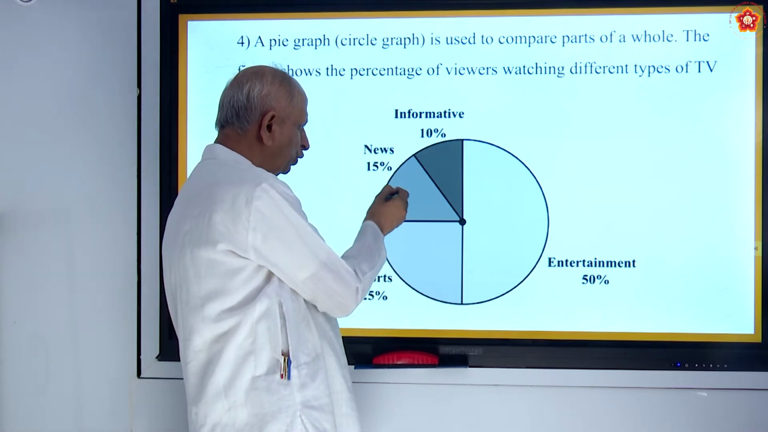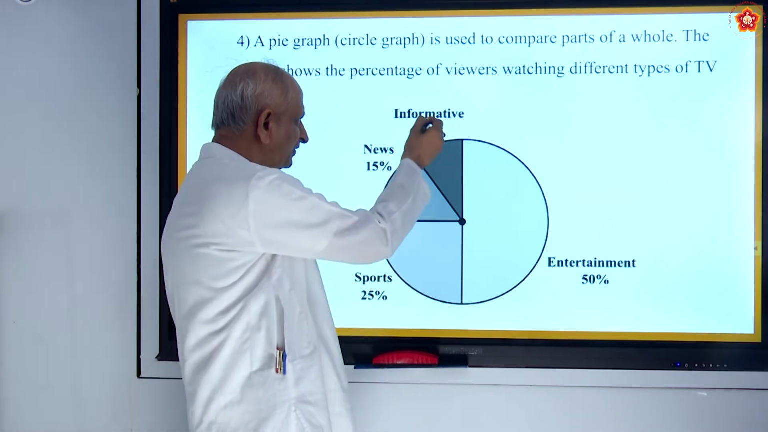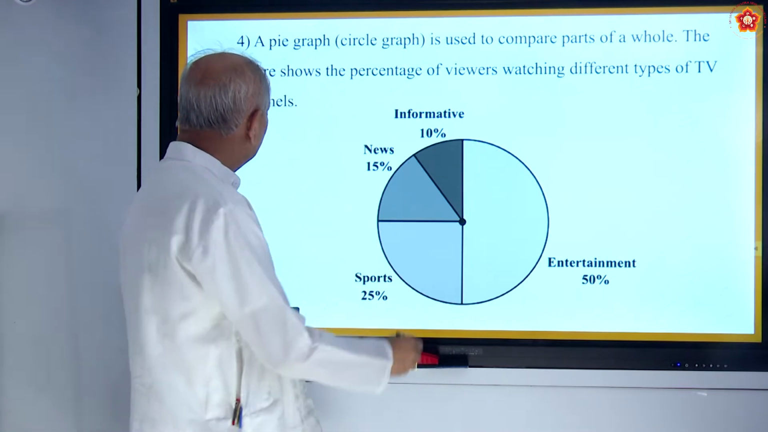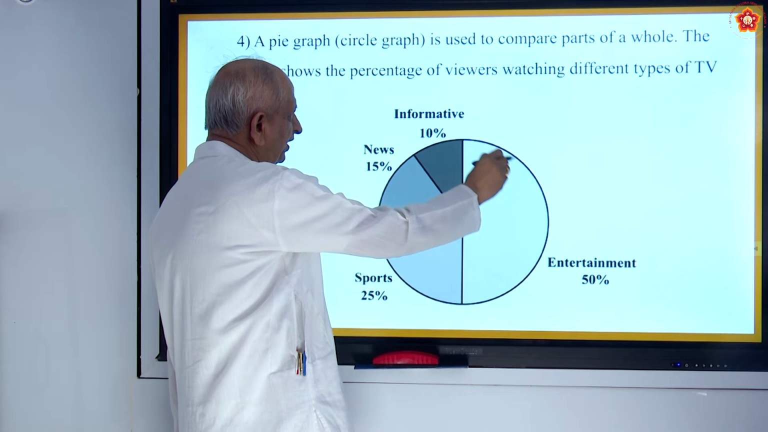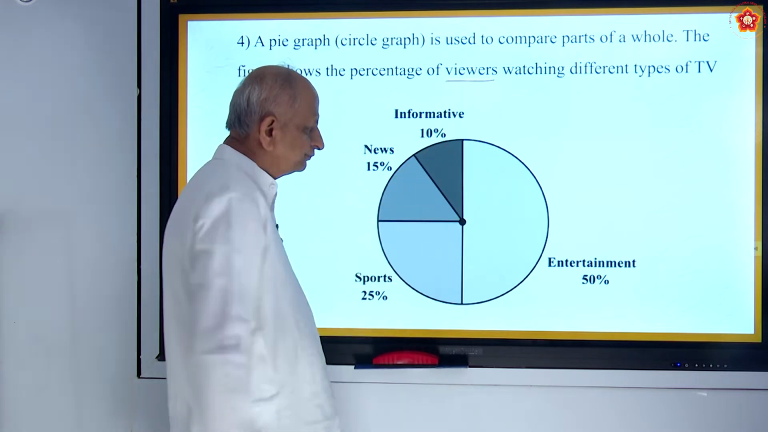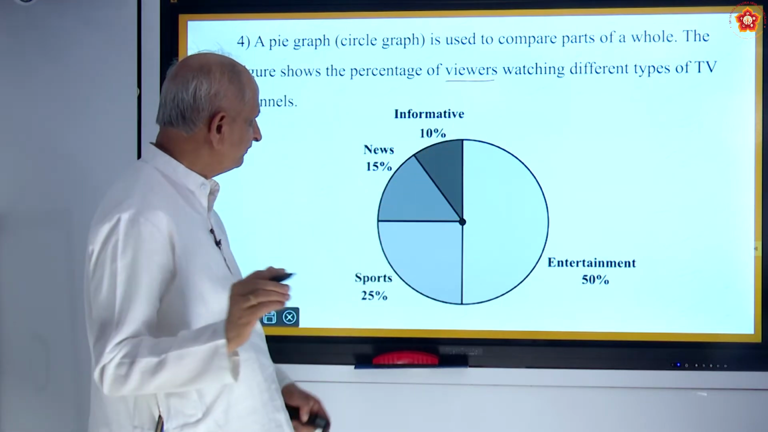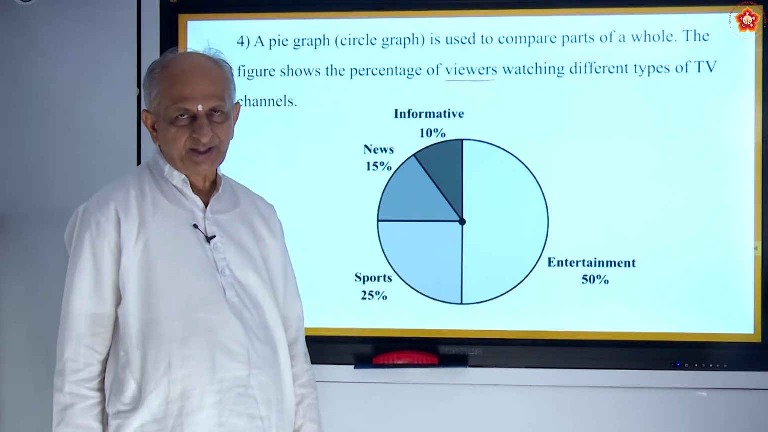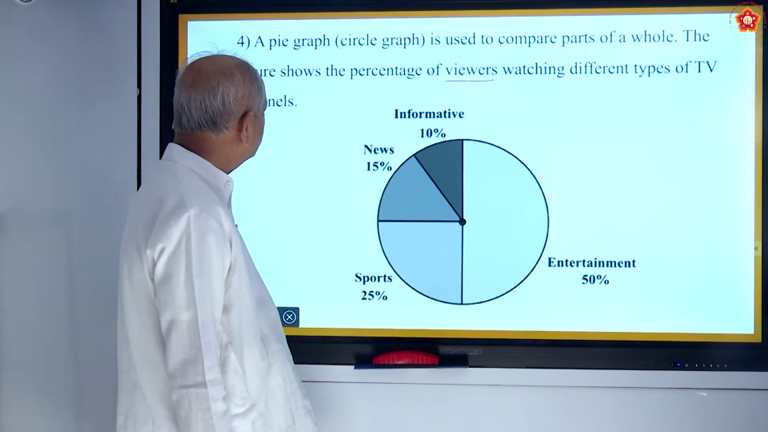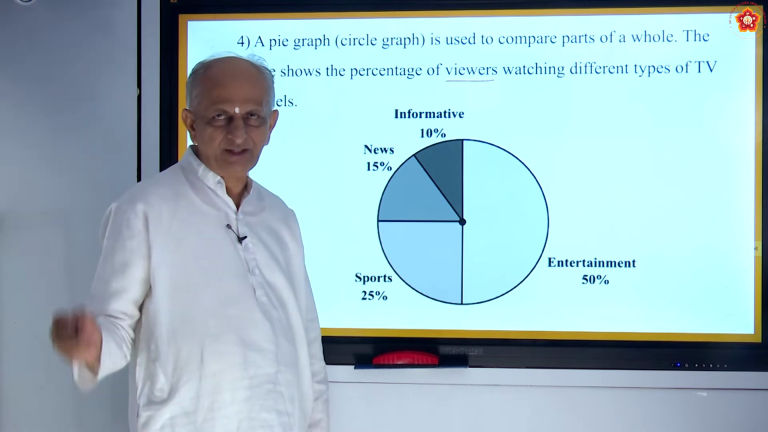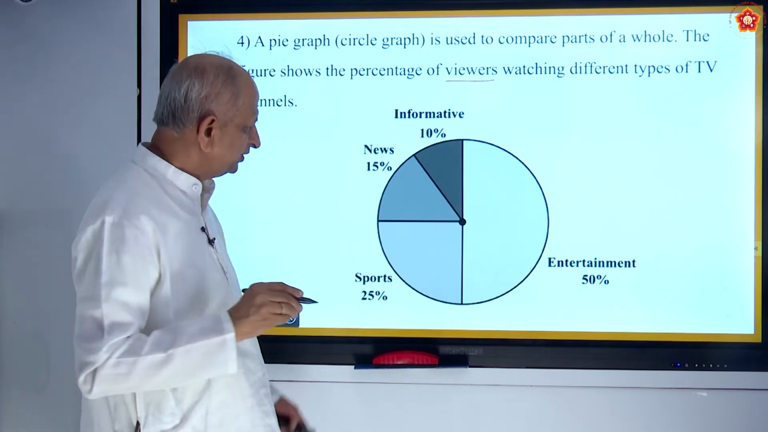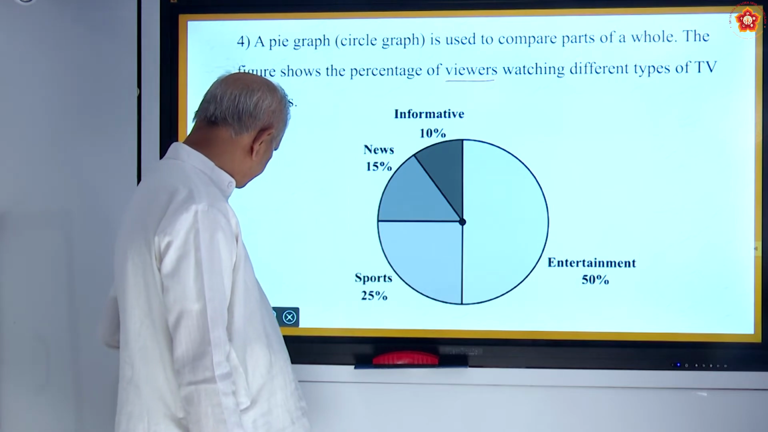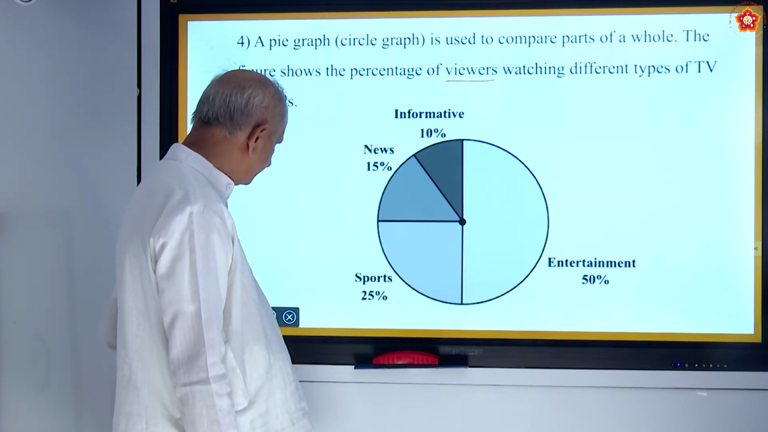about 15% watch news, 10% look at informative things, correct? So this shows the percentage of viewers, how many people will be seeing TV. So that's what you can make out by seeing the sector graph, also called a circle graph, also called a pie chart. So it is also one of the graphs showing different details.